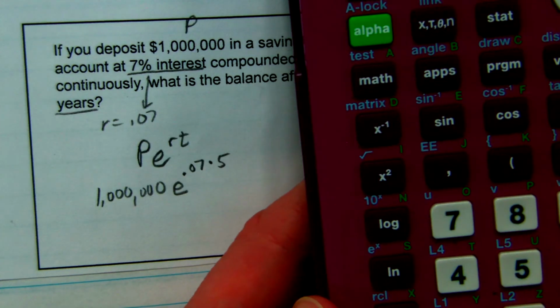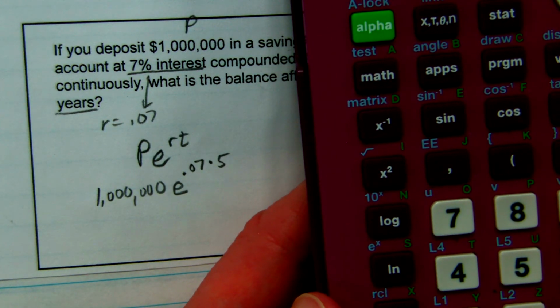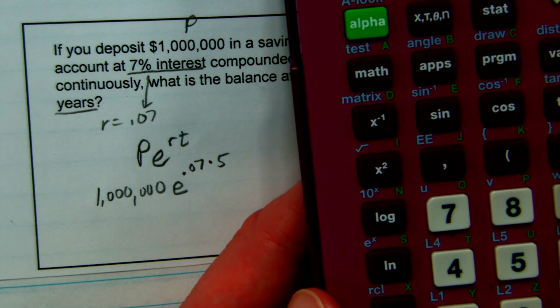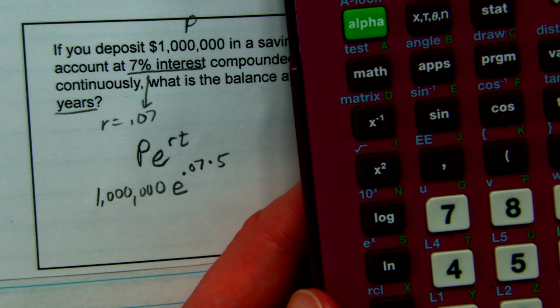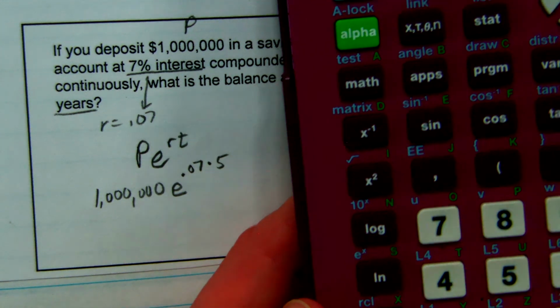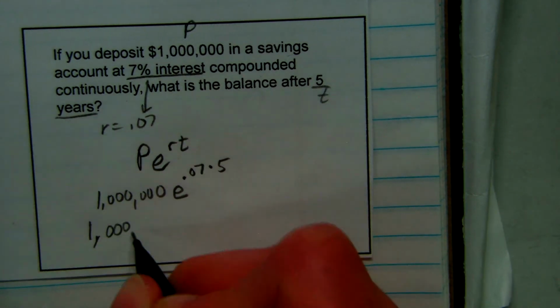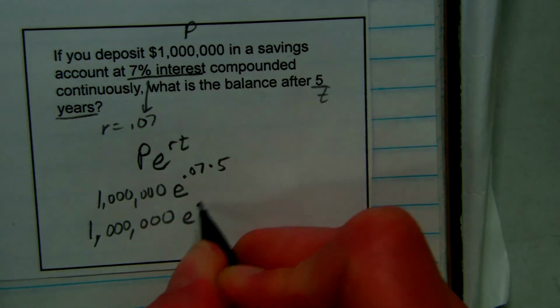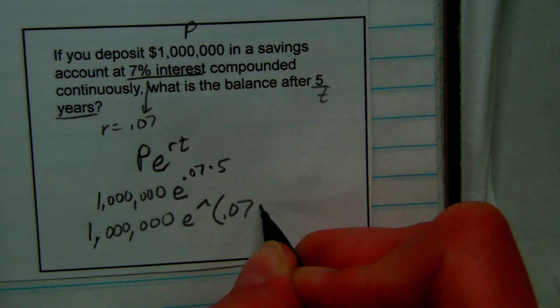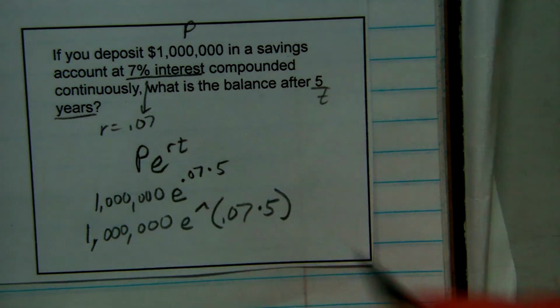On yours, I think it might give you parentheses. Does it give you parentheses? No. If not, then make sure you add them. It may depend on your calculator. Mine is not paying attention. What you're going to type in is going to look like this: e to the parentheses 0.07 times 5. That's how you want to type it in.